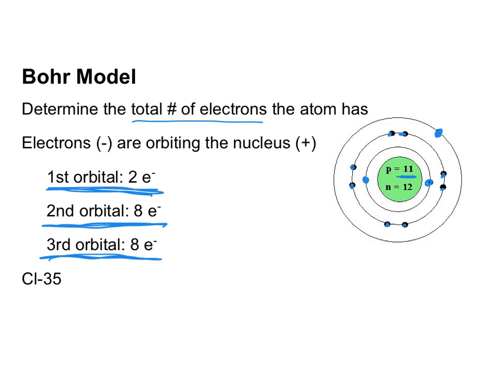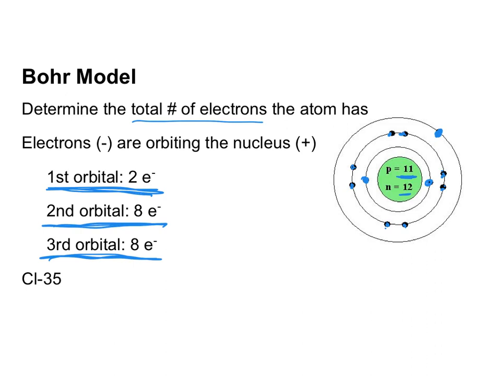It has a number of neutrons of 12. That means my mass number, if I add those 2 things up, is 23. If it has 11 protons and it's a neutral atom, that also means that it should have 11 electrons. So let's count. 1, 2 in the first orbital, 3, 4, 5, 6, 7, 8, 9, 10 in the second orbital, and then that 11th electron is bumped out into that third orbital.